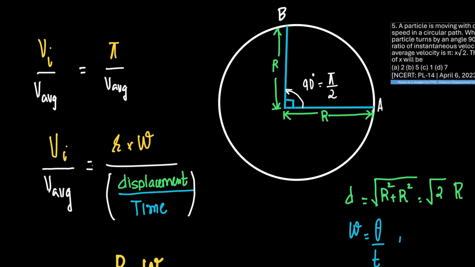circular path, right? Object is traveling from A to B via pi by 2 radians or 90 degrees in a circle of radius capital R. So Vi by V average is given to us, my bad, it is given to us in the question as pi by x root 2. Now what is Vi? It is R omega. What is V average? Displacement by time.